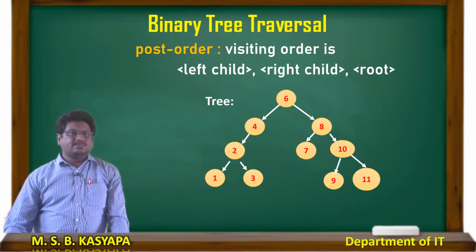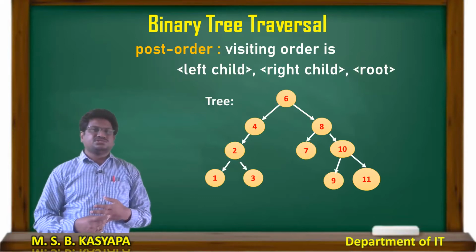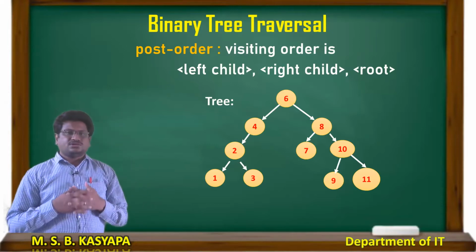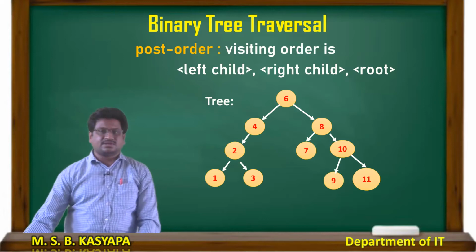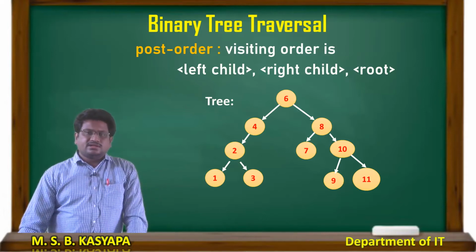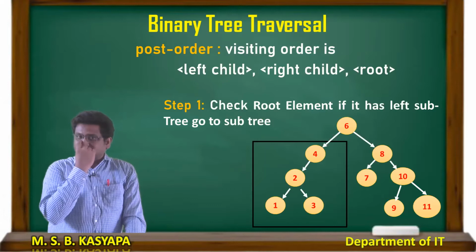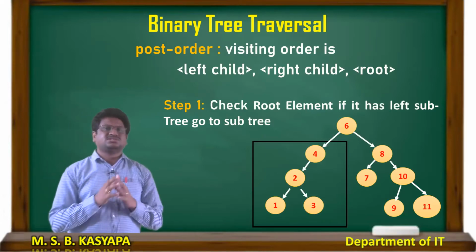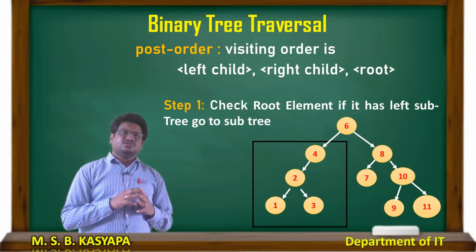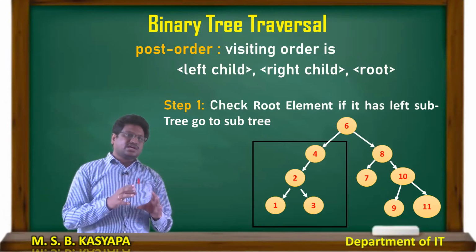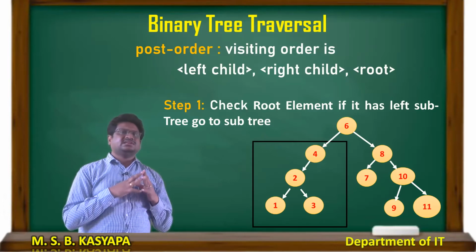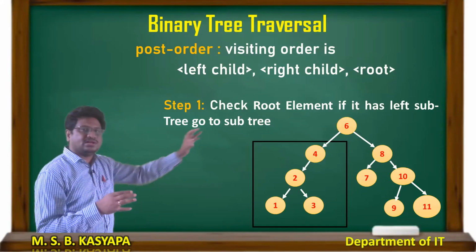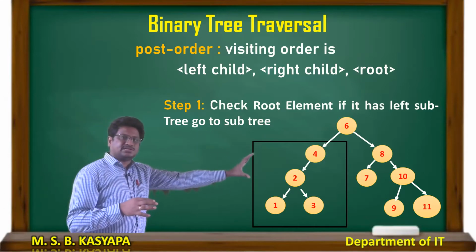Now let's take the same tree we used for in-order and pre-order. First I have to check where the root is. The root is 6. Then I check whether 6 has any left child. Yes, it has a left child, so I go to the left subtree, that is 4, 2, 1, 3.